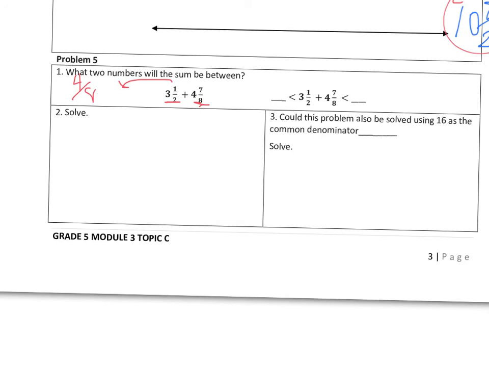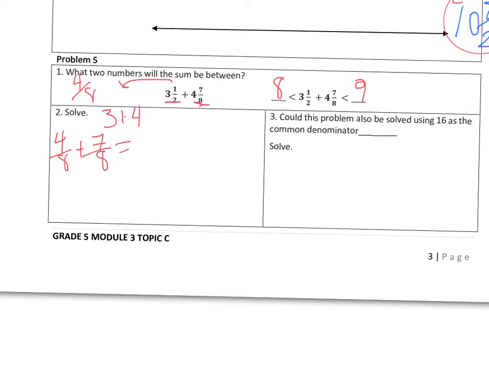So if you estimated it's between 8 and 9, then you are on the right track. Okay, let's go ahead and solve. Hey, I already told you that 1/2 equals 4/8. So we've got our 3 plus our 4, and then we've got our 4/8 plus 7/8. So let's add everything together.